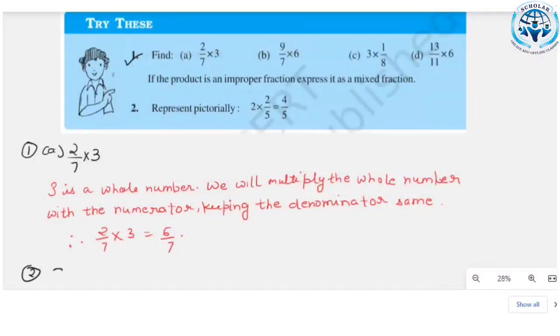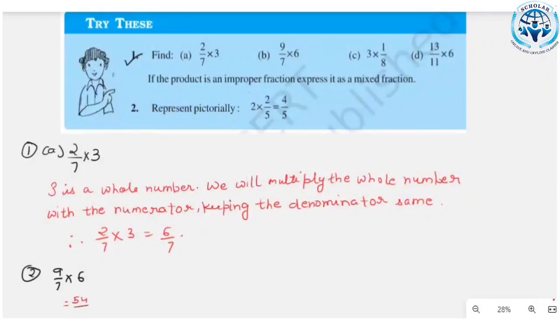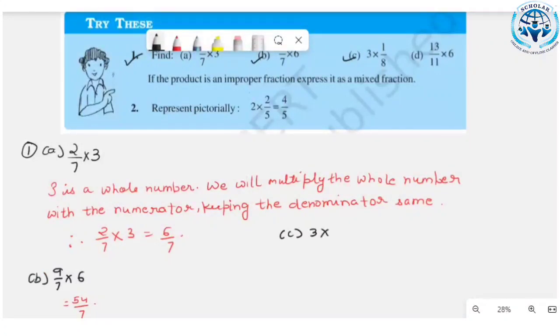Answer is 3 2 just 6, 6 by 7. Second one is 9 by 7 into 6. The same method will be followed here. Six 9s are 54, 54 by 7. C1, 3 into 1 by 8. Three 1s are 3, 3 by 8.